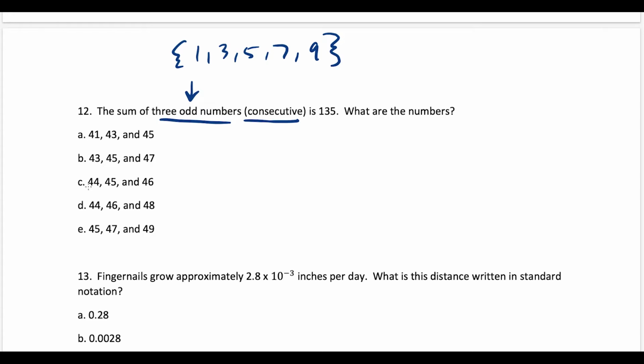Choice C, notice that 44 is even, so we could cross out choice C. And in choice D, we have even numbers here, so we could cross this out as well. So in choice E, we have consecutive odd numbers. So now we've narrowed it down to 3 choices.